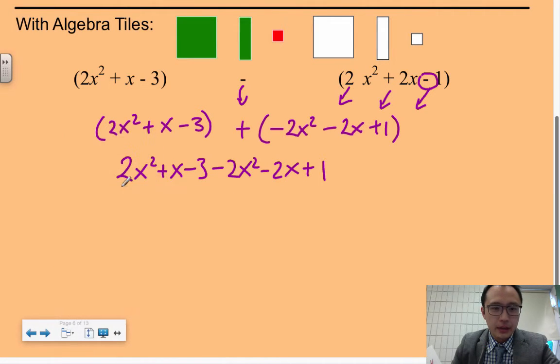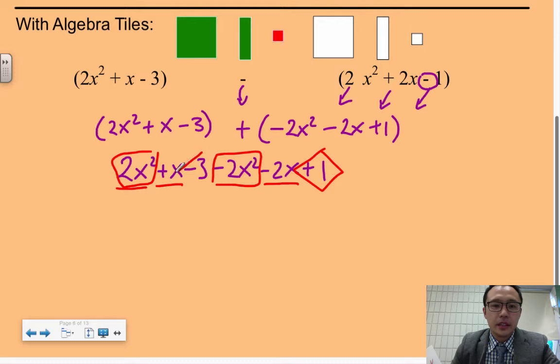And then the last step here is to collect the like terms. So this is a like term, this is a like term, and this is also a like term with each other. And the last one, the numbers, are like terms.